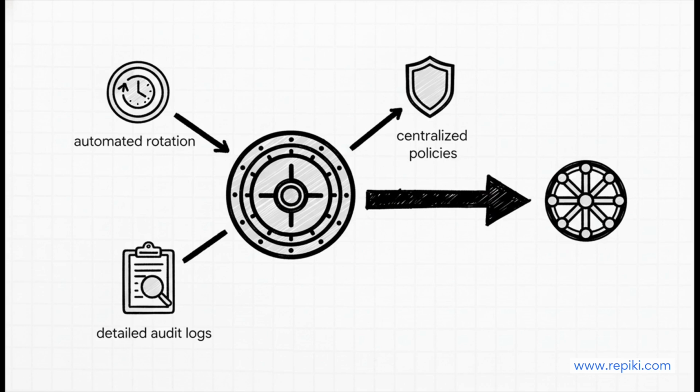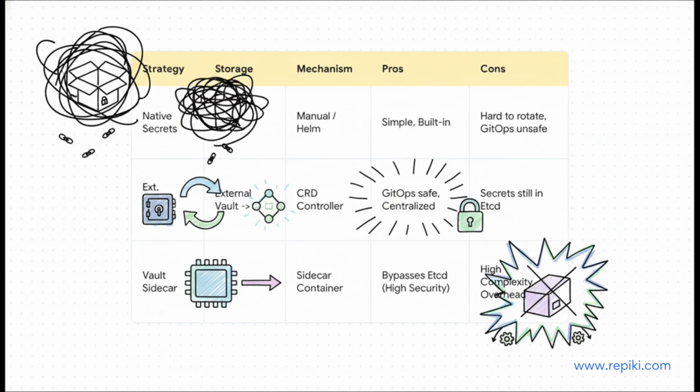For that whole lifecycle management piece, the industry standard is to plug in a dedicated external vault, like HashiCorp Vault or one of the cloud provider solutions. This table kind of sums up your main options. You can stick with native secrets, which are simple and they're already there, but they can be a pain to manage with GitOps. Then there's the external secrets operator, which is a fantastic middle ground. It syncs secrets from your central vault into your cluster as native secrets, super GitOps friendly. And finally, for maximum security, you have things like the Vault Sidecar, which can inject secrets directly into your app's memory without them ever even touching etcd. It's more complex, but super secure.